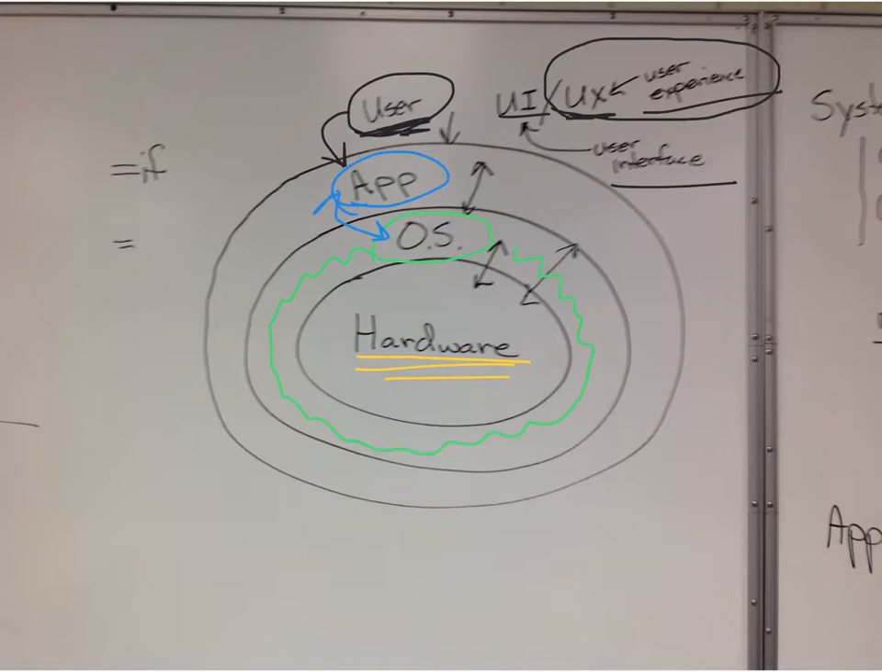So, if we were to look at these again, we have hardware. Operating system communicates with the hardware. The apps communicate with the operating system. The users communicate with the apps. And of course in here we want you to become a little more of an expert, which allows you to do a little bit more at all the levels.